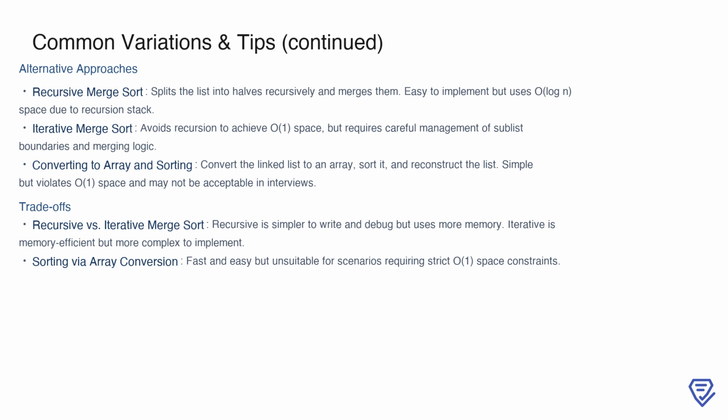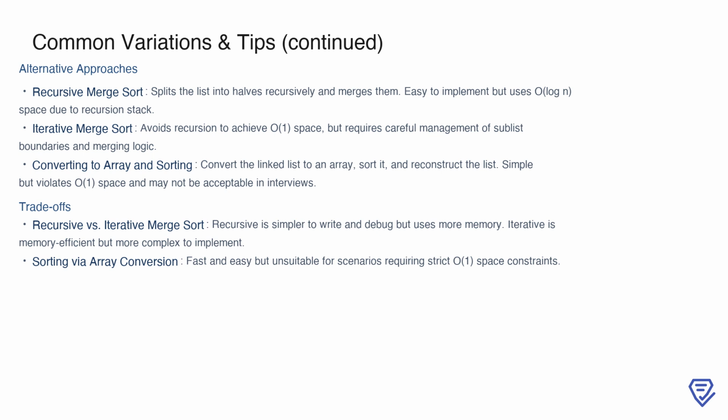Finally, let's look at some alternative approaches to solving the problem and the trade-offs associated with each. Recursive merge sort is a popular choice because it's easy to implement and aligns well with the divide and conquer paradigm. However, it uses O(log n) space due to the recursion stack, which may not meet strict space constraints. Iterative merge sort, on the other hand, avoids recursion and achieves O(1) space, but it requires careful management of sublist boundaries and merging logic, which can make the implementation more complex.